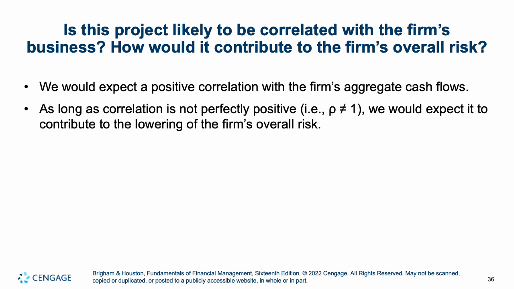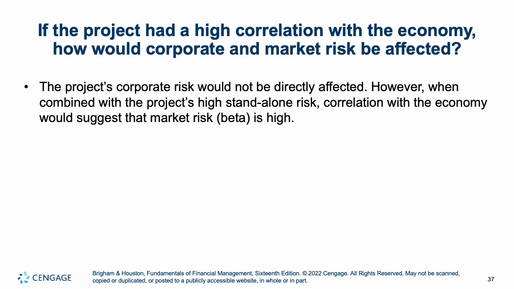So is it correlated with the firm's business, and how would it contribute to overall risk? So we would expect a positive correlation with the firm's aggregate cash flows. As long as correlation is not perfectly positive, we would expect it to contribute to lowering the overall risk. Why? Diversification. If the project has a high correlation with the economy, how would corporate and market risk be affected? Well, corporate risk really wouldn't be affected, but when combined with the project's high standalone risk, we have a really high coefficient of variation. Correlation with the economy would suggest we have a high beta. Remember, if you have a high standalone risk, and if it's highly correlated with the economy or the market at whole, you would get a pretty large beta. It would be riskier than the market.